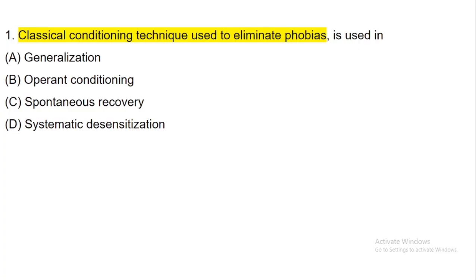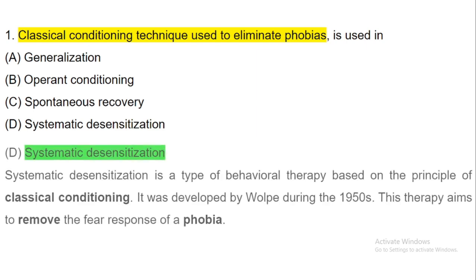So let's start. Classical conditioning technique is used to eliminate phobia. So classical conditioning technique जो होता है वो यूज़ किया जाता है to eliminate, to remove phobias, means fearness को रिमूव करने के लिए. It is used in, ये किस में यूज़ किया जाता है? It is used in systematic desensitization. Then now what is systematic desensitization? Systematic desensitization is a type of behavioral therapy based on the principle of classical conditioning. तो systematic desensitization एक टाइप है behavioral therapy के लिए, and it's based on the principle of classical conditioning, and it was developed by Wolpe during the 1950s.